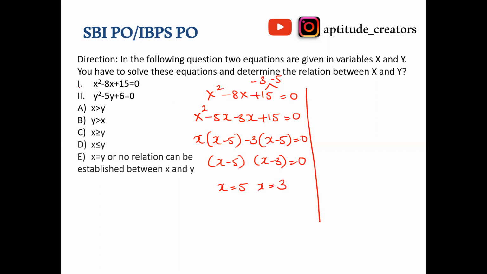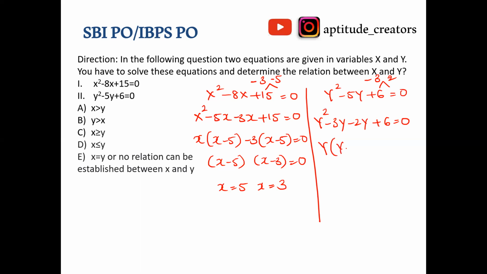Now this is one quadratic equation. Now what about the other quadratic equation? Y square minus 5y plus 6 is equal to 0. Now how can I split? Can I split like this? 3 into 2 gives the result 6, and 3 plus 2 gives 5. Now minus 3 minus 2 gives the result minus 5. So y square minus 3y minus 2y plus 6 is equal to 0.